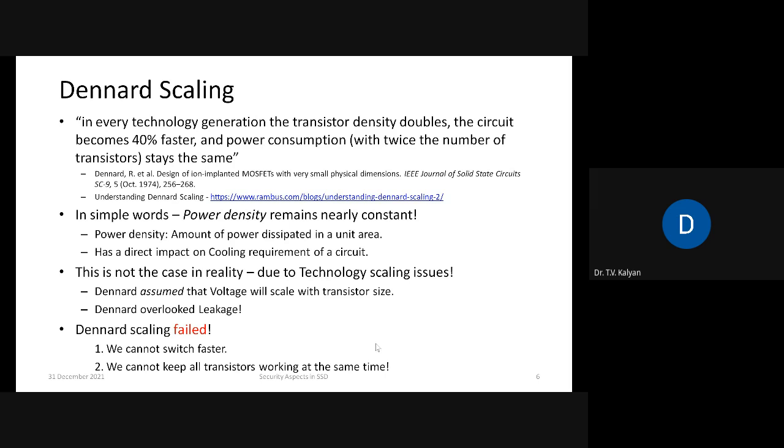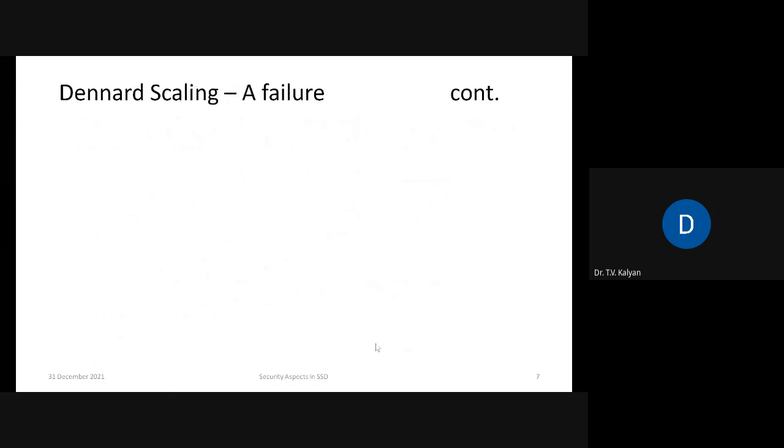What it implies is we cannot switch faster, or we cannot keep all the transistors, even though we have a billion of them in the current chip, switched on at the same time, because of the leakage power, the chip will get heated up. So this is popularly called the power wall.